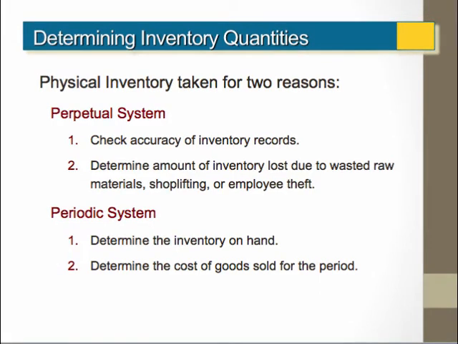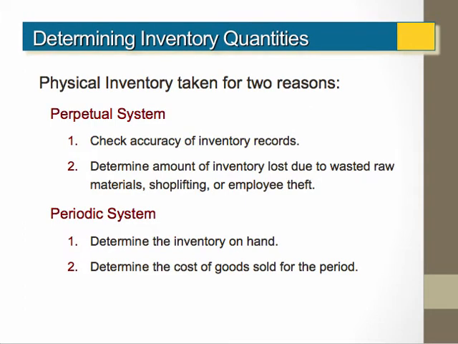The periodic inventory system knows how much inventory we started with at the beginning of an accounting period, but does not know how much inventory is on hand at any given time during the period until at the end of the period we go out and count the inventory, value the inventory, and then use the accounting formula for inventory calculation to determine cost of goods sold.